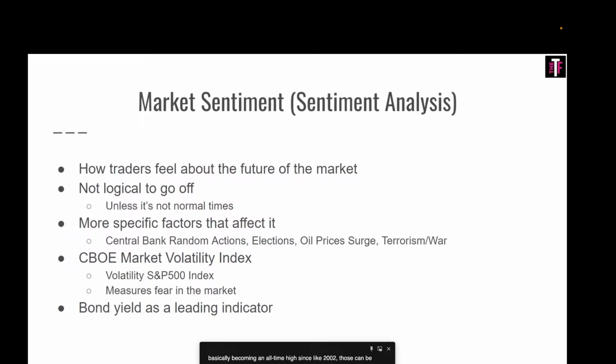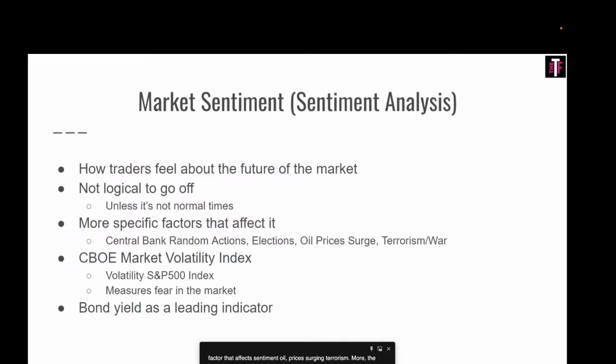And speaking of that, more specific things that can affect it, which is happening right now, like I just said, are central bank actions. They keep raising interest rates because inflation is not going down, so they're just constantly raising interest rates, and they've made it clear that they don't care how the economy is affected by it. They want inflation to go down, and so what they're worried about is raising the interest rates until that happens, and that affects us, the consumers. Elections are also a factor that affects sentiment. Oil prices surging, terrorism, war, the war in Ukraine is huge.